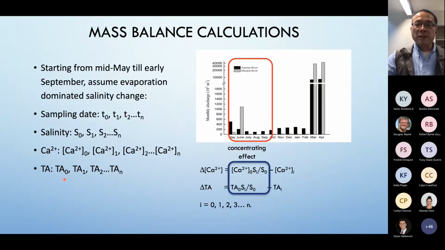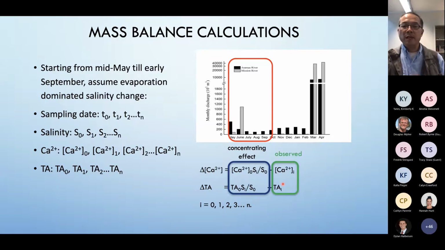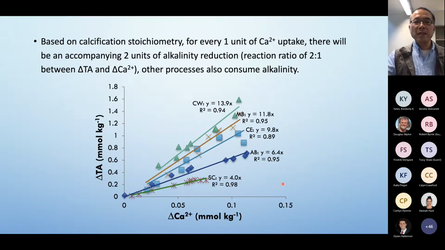And this is what we saw here. The equations basically consider a concentrating effect, and then compare that with observed data, so the difference would be because of reaction. Then if we plot them together, you can see the alkalinity change on the y-axis and the calcium concentration change on the x-axis.